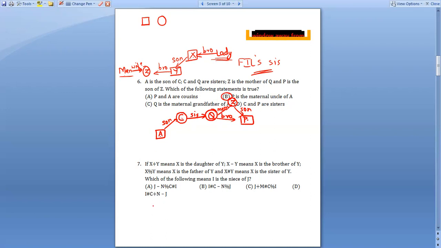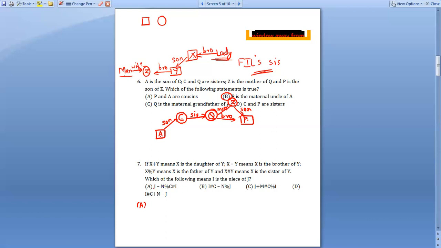Okay. So next, question number 7. If x plus y means x is the daughter of y, x minus y means x is the brother of y, x percentage y means x is the father of y, and x hash y means x is the sister of y, which of the following means I is the niece of j? So I'll go by options here. So option A, j minus n percentage c hash I. So we have to take two at a time.